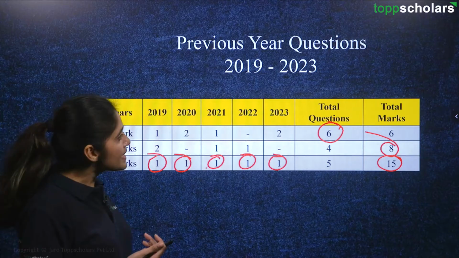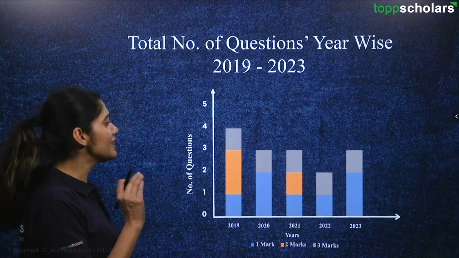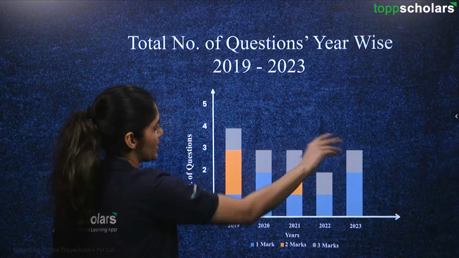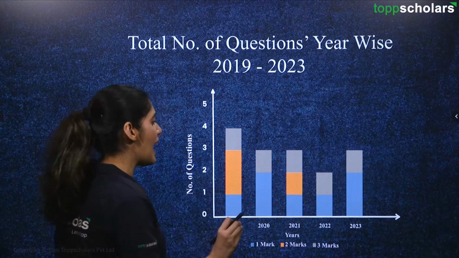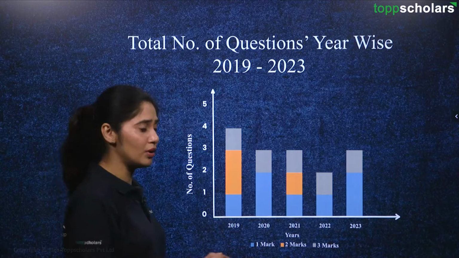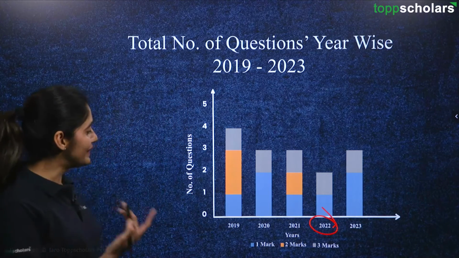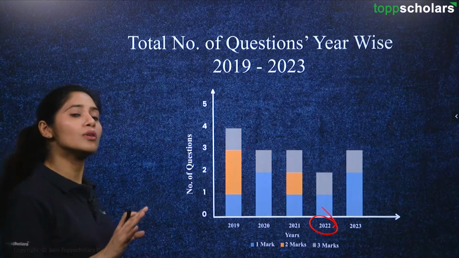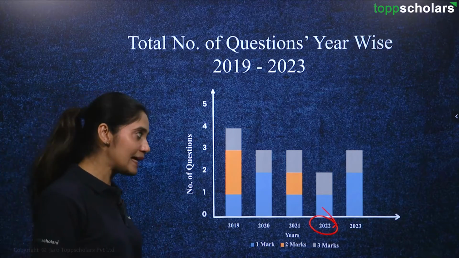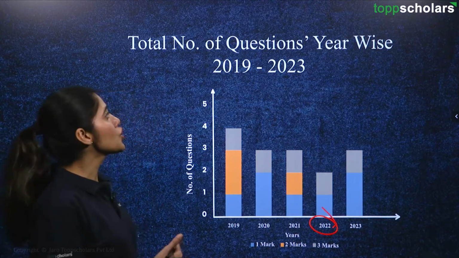Now if we see the graphical representation of it, you can see that we have had a question every year. We had just 2 questions overall in 2022, but in 2019 we had 4 questions from this chapter. So we will hope for the best, and we will prepare for this chapter now. Alright, so let's move on.